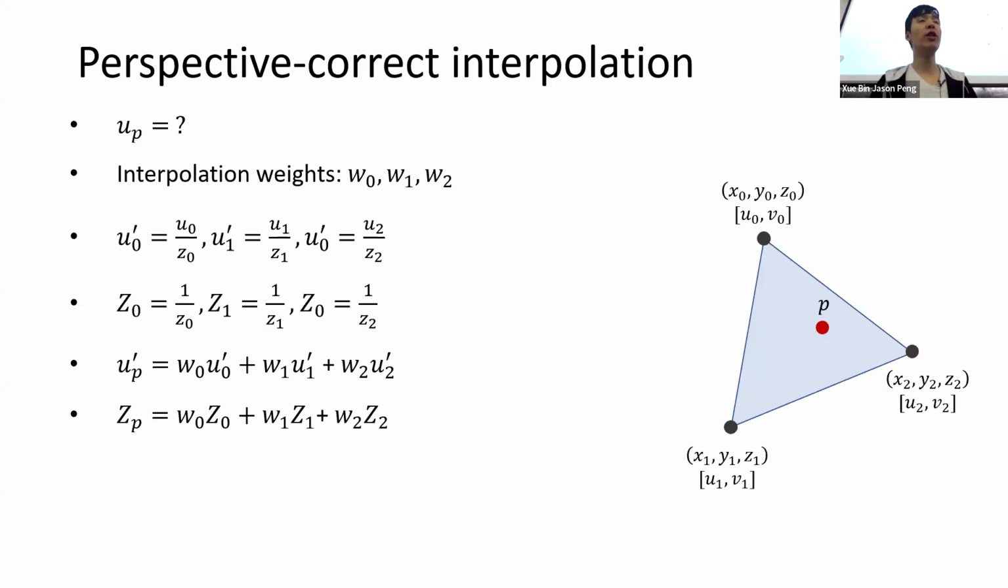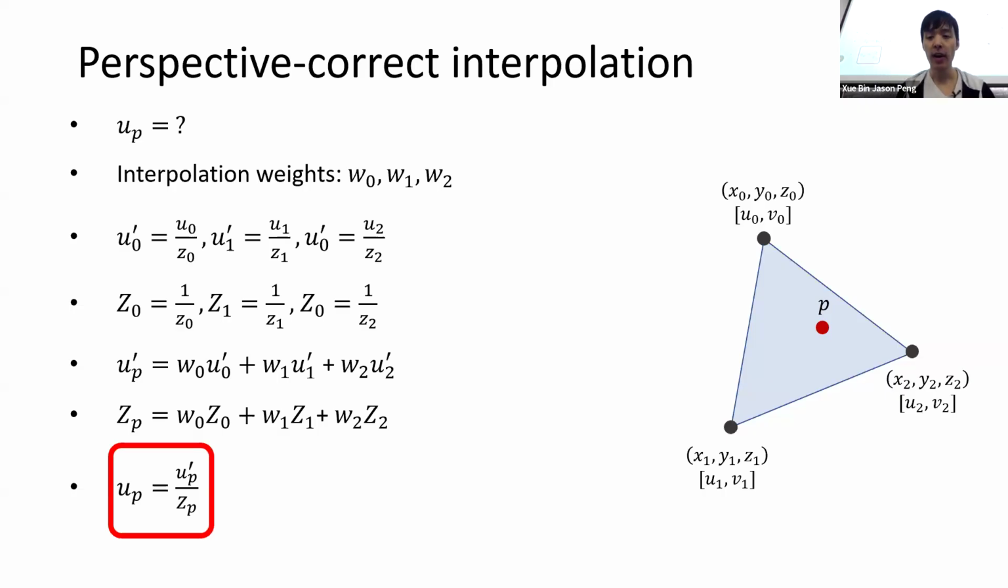And now to recover the original u coordinate, as if we had performed the barycentric interpolation in the original 3D coordinates, we just take the interpolated u prime value and divide that by the interpolated inverted depth value, big Z. This would then give us the interpolated u coordinate, as if we had performed the interpolation in the original 3D space. And we can apply this method to calculate any interpolated value we want in screen space. It would give us the correct values as if we had performed those calculations in the original 3D coordinates.